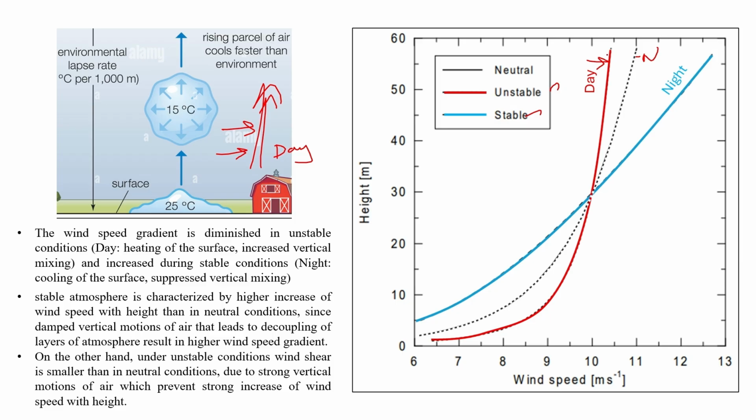So this is called the unstable boundary layer, because due to the heating a lot of mixing will happen, a lot of cloud formation and mixing. But in the night time what will happen? The surface will be very cool during the night.